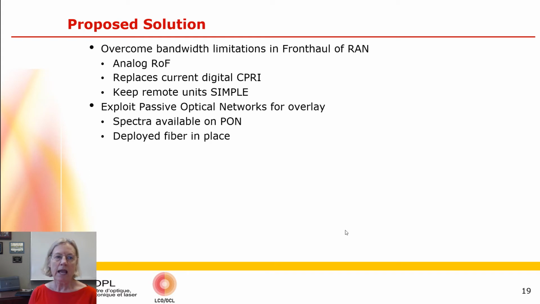Another way to achieve this front haul of radio access networks in a cost-effective way is to exploit passive optical network infrastructure which already exists and to overlay our signals as a heterogeneous service in addition to the services already delivered on the passive optical network. So there is spectra available at the PON and the deployed fiber is already in place.